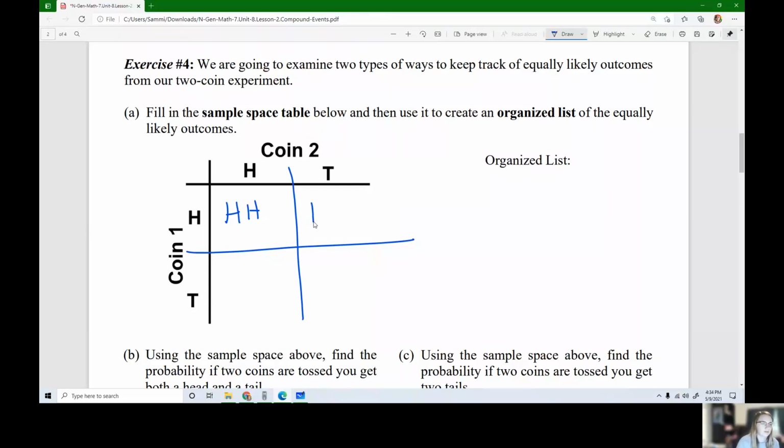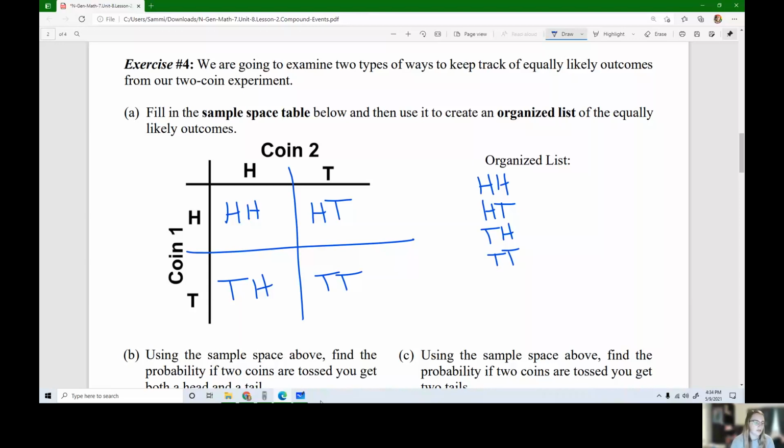Or the first coin could be heads and the second coin could be tails. Heads and tails meet here. Or the first coin could be tails and the second coin heads. Or we could have both be tails. Now, if we wanted to write this as an organized list, we could say both are heads, change the second one to tails, swap them, and then both tails. So we can still see those are all of our options.